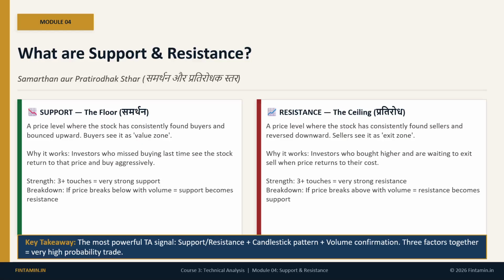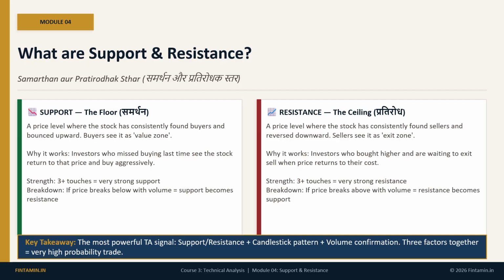Support is a price floor, a level where the stock has bounced upwards multiple times. Buyers consistently step in at this level because they see it as value. Every time price touches this level, buyers appear and push it back up. Resistance is a price ceiling, a level where the stock has repeatedly reversed downwards. Sellers consistently appear at this level, booking profits and adding short positions. Every time price touches resistance, sellers appear and push it back down.